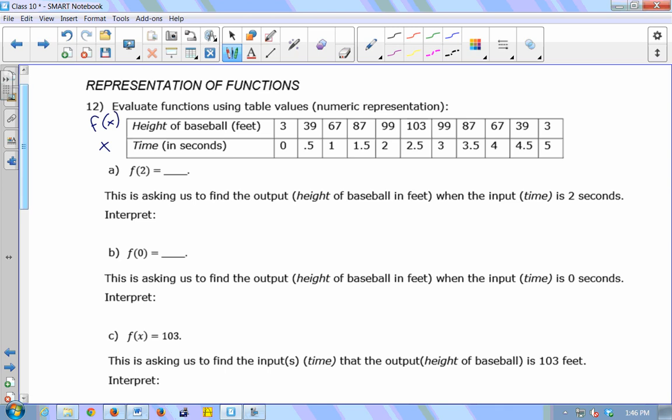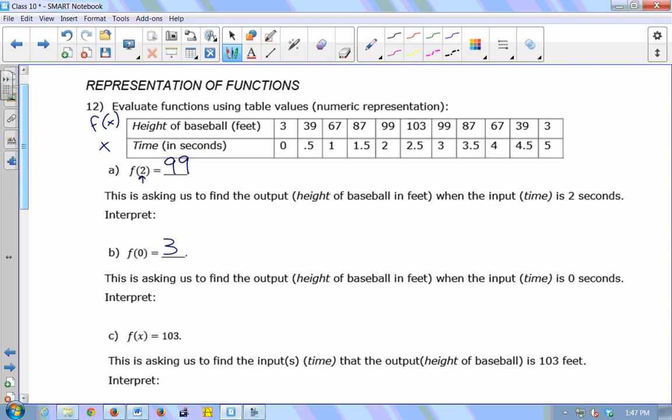This is asking us to find the output, that is the height of the baseball, when the input is 2 seconds. The thing in parentheses always represents your input, and that's going to be time. So when time is 2 seconds, what's the height of the baseball? 99 feet. So f of 2 equals 99 is the notation we'd use. What is f of 0? 3.